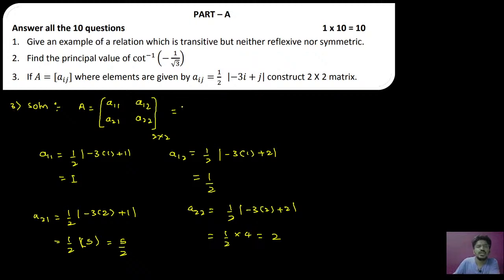Okay. Now you can write here. You just see what is A11? You got 1. What is A12? You got 1 by 2. What is A21? You got 5 by 2. What is A22? You got 2. Okay. So this is your required answer.